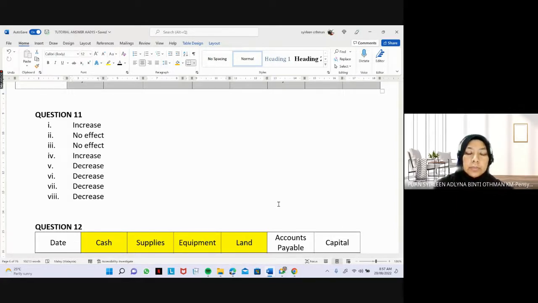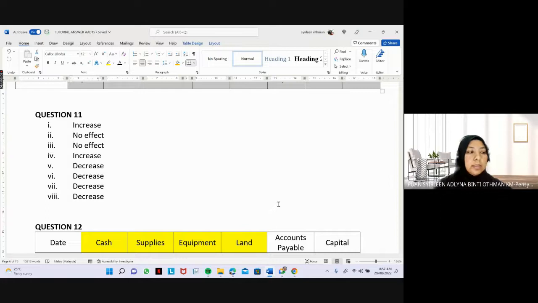Okay, soalan 1, the transaction will increase. Soalan 2, dia tak ada effect sebab he bought equipments on accounts. Dia beli asset on accounts secara berhutang. So that affects the asset and the liability accounts only.